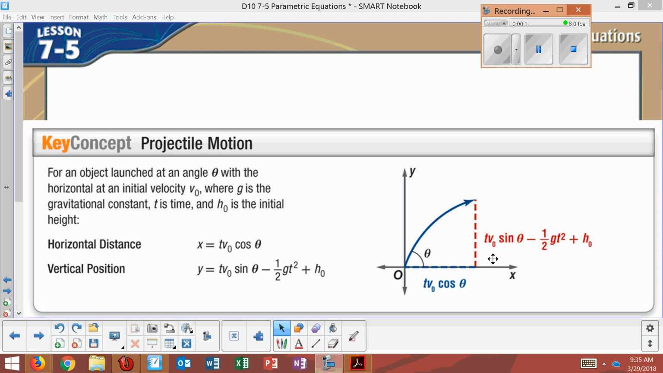So the time of objects in flight will affect the horizontal. The longer it's in flight, the longer it'll travel. So that would be included. Its initial velocity would matter, and its angle would matter. Since we're talking about x, you treat it with cosine.